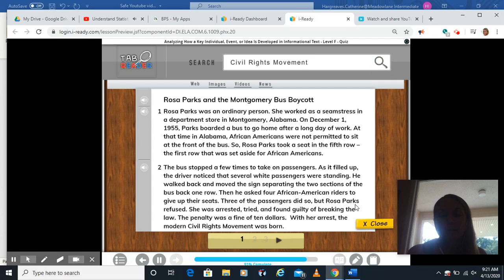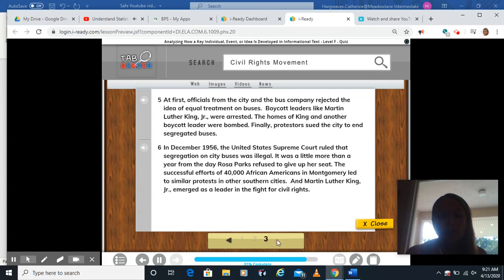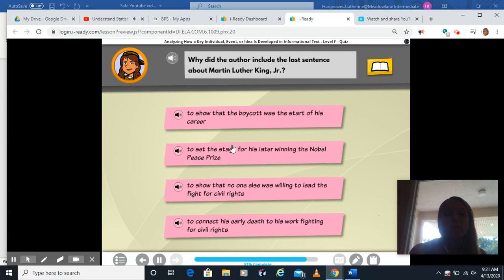So I'm going to go to the last sentence in the text, which says, "and Martin Luther King Jr. emerged as a leader in the fight for civil rights." Emerged being the key word here. So, was the boycott the start of his career? Well, if he's emerging, that means it's beginning, it's starting. So that sounds good with using the word emerged, going with starting his career.